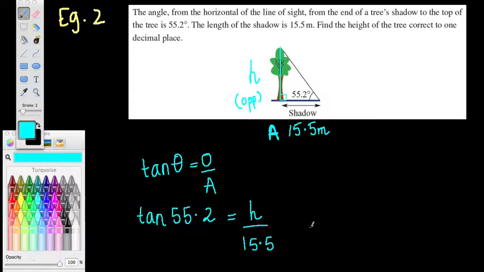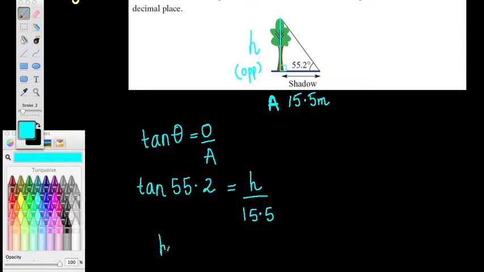55.2 equals H over 15.5. Put that into your calculator, and let's round to 1 decimal place as the question has asked that. H, I actually haven't written this in, which I should have. This is what you're actually putting into your calculator.